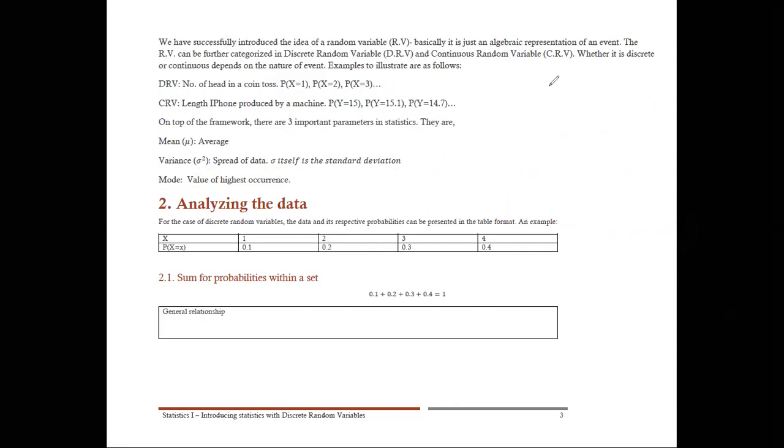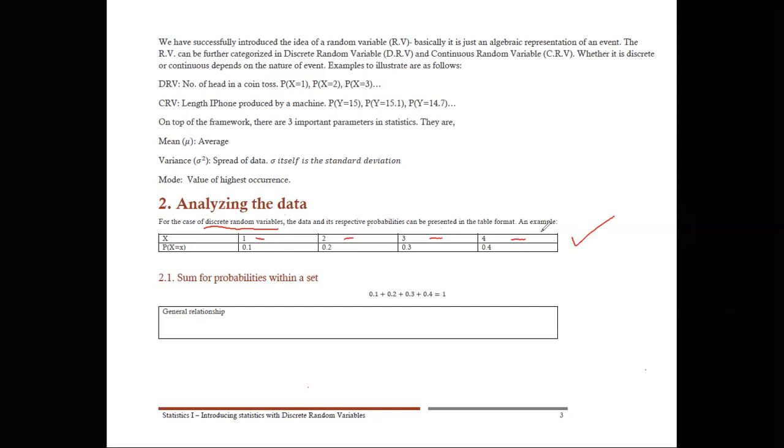Now next, let's move on to number 2, analyzing the data. For this chapter, we are going to focus on discrete random variables. That means to say that the random value will only take discrete values. Most of the time, the data is presented in table format, like in here. An example would be like this. When x equals 1, the probability is 0.1. X equals 2, probability is 0.2. X equals 3, probability is 0.3. X equals 4, probability is 0.4.